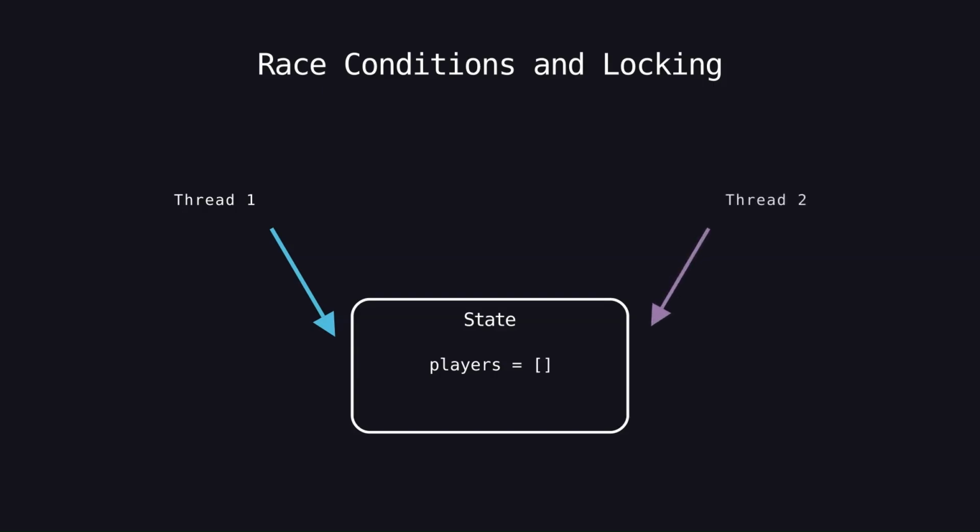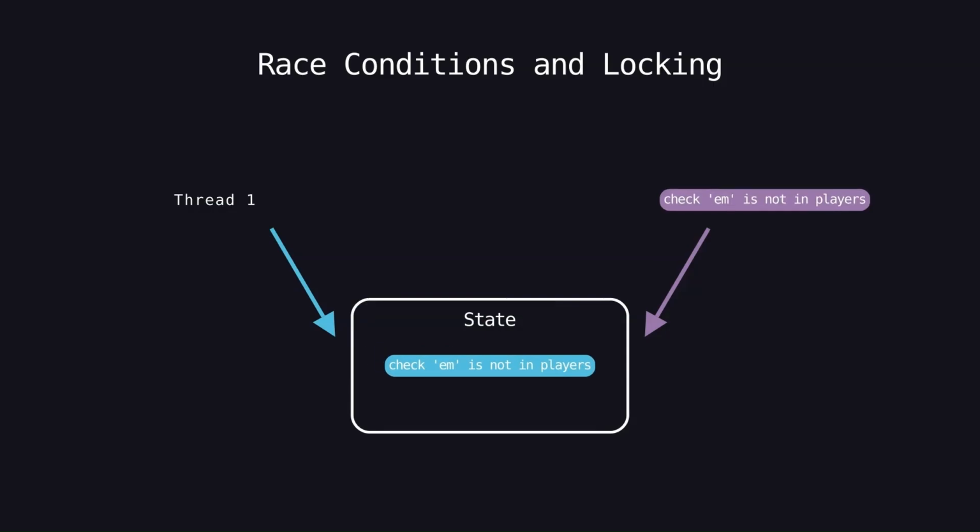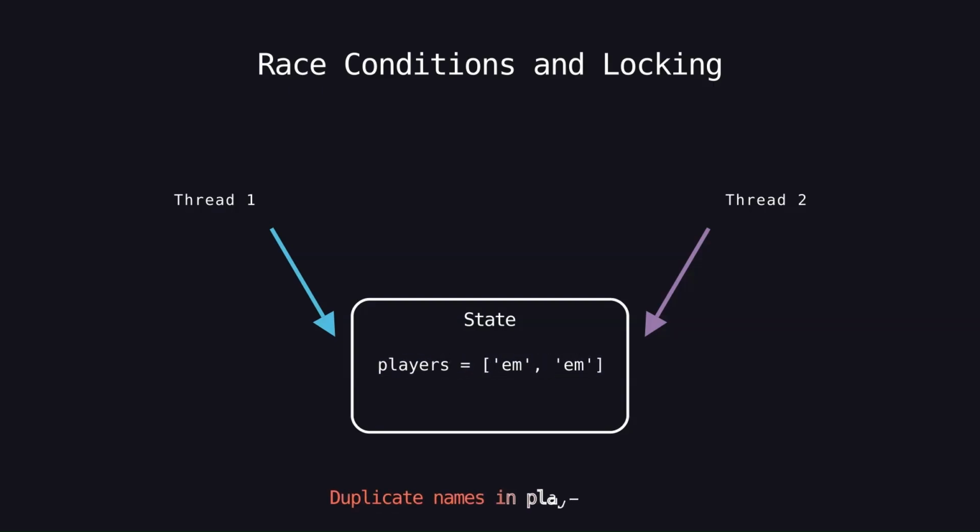For example, thread A and thread B both check the current list of players at the same time. At the time each of them checks, the username M isn't there, so they both say, great, this username is available, and they both go ahead and add M to the players list. Then you have two players with the same name and your snakes are suddenly having an identity crisis.